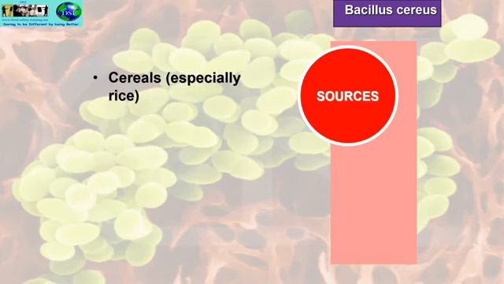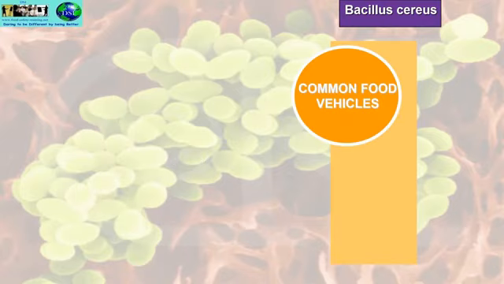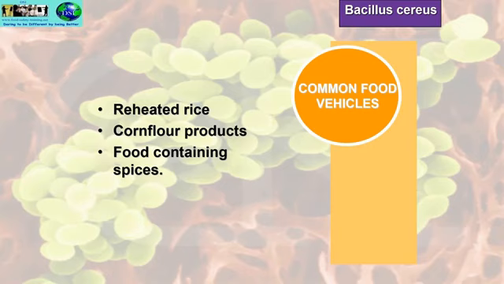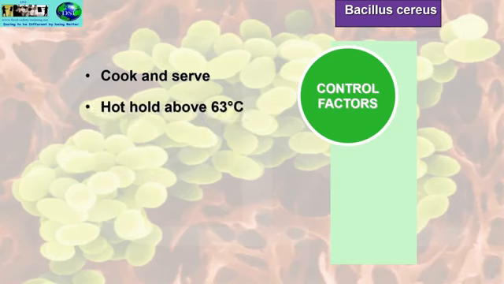Sources include cereals, especially rice, spices, corn flour, bean sprouts, soil, and dust. Common food vehicles include reheated rice, corn flour products, and food containing spices. Control factors: cook and serve straight away. In other words, if you're cooking any rice products, cook it and serve it hot.